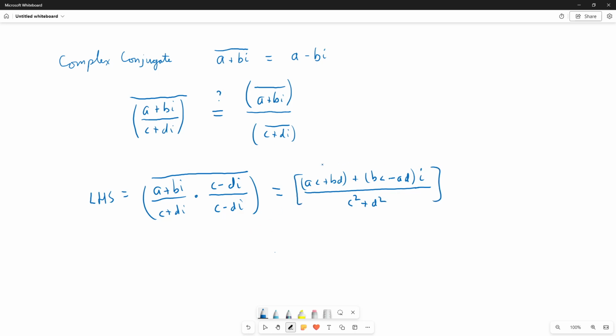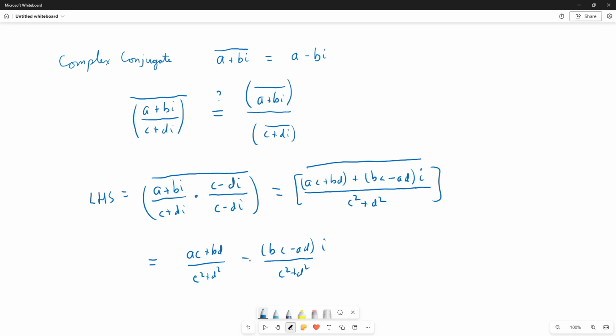And then we need the conjugate of this. So this complex number has real part ac plus bd divided by c squared plus d squared. And then we want the conjugate, so we'll do minus bc minus ad over c squared plus d squared times i. So this is the left-hand side.